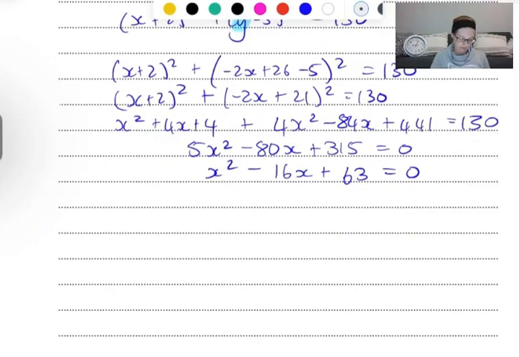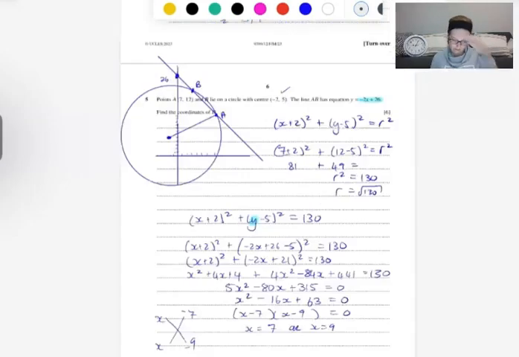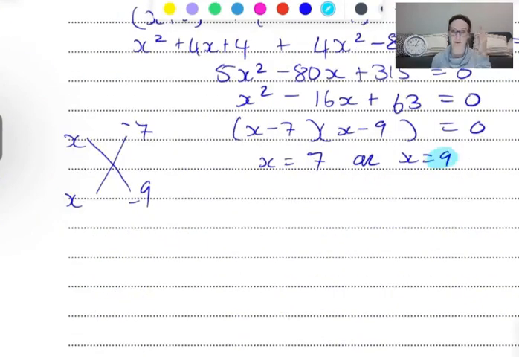Alright. I can see that I can factorize this, but you can also use the quadratic formula if you need to. So I've got my 7 times 9, and they're both the same sign. So x minus 7, x minus 9, so x is equal to 7, or x is equal to 9. Does that make sense? Yes, because my drawing, I can see, is a bit wrong, but my A value is 7, which means my B value must be 9.